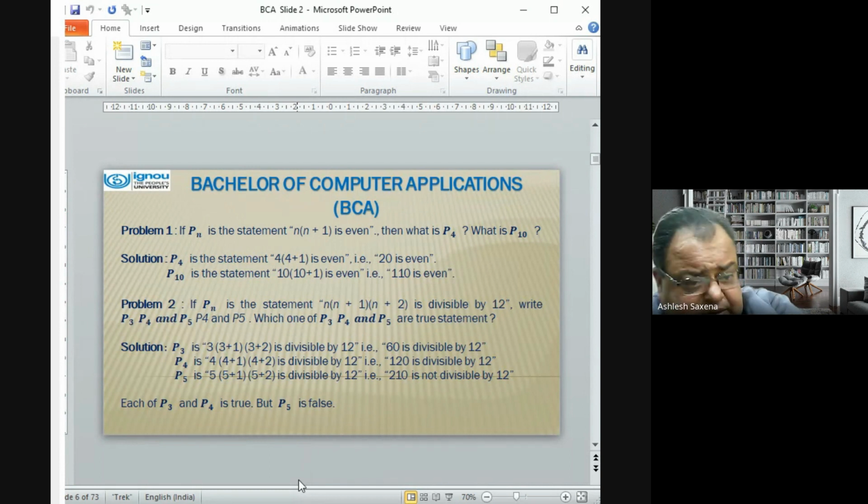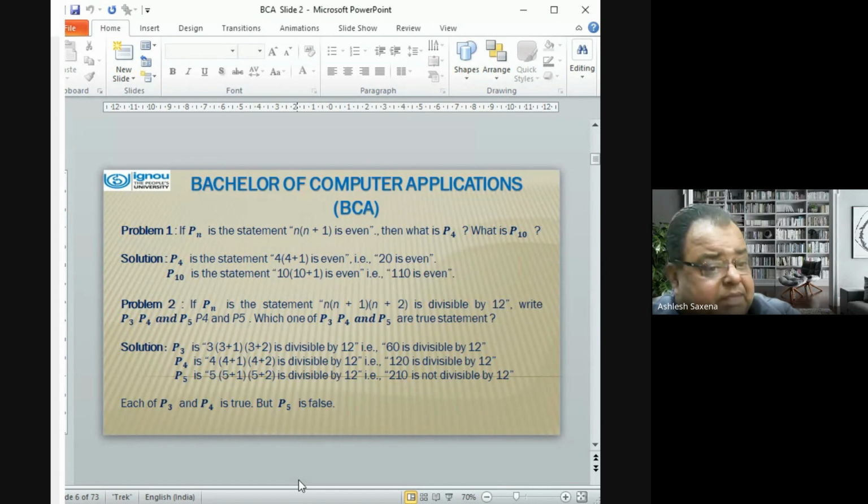If we replace n by 3, that is 3 into 3 plus 1 into 3 plus 2, that is 3 into 4 into 5, 20, 20 into 3 is 60. 60 is divisible by 12. That is correct. Now we replace n by 4. 4 into 4 plus 1 into 4 plus 2. That becomes 120. This is divisible by 12. But what about P5? P5 becomes 210. And 210 is not divisible by 12.